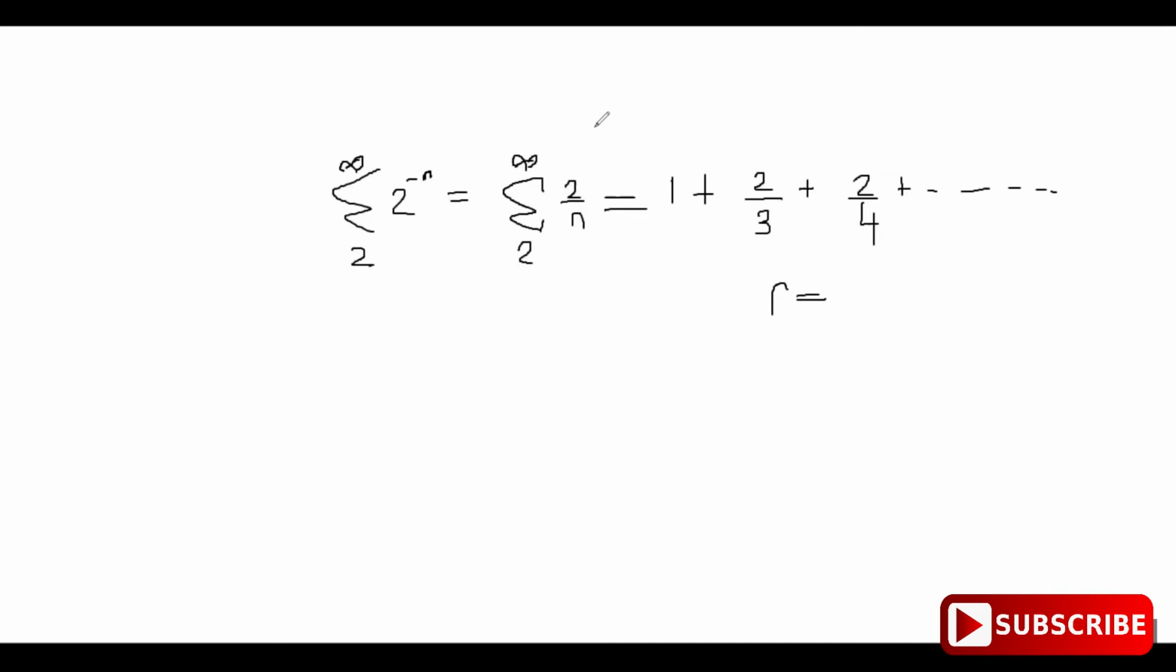Is it an arithmetic progression? No, it's not an arithmetic progression. So we're going to have to find another means to solve the question. Look how we're going to solve it. I'm going to write this back as 2 over 2. Yeah, you can do that.